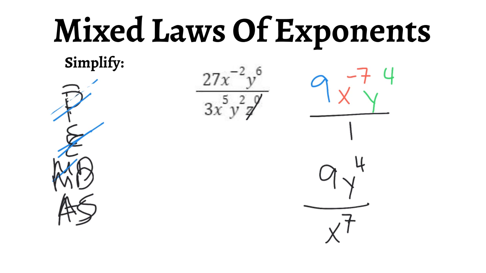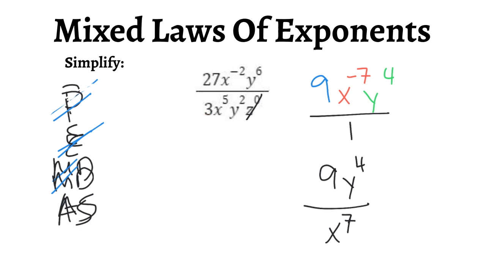As I look at the top, in the numerator, notice how I cannot multiply anything at the top. I cannot combine any like terms. And same with the denominator. I cannot multiply anything in the bottom because there are no like terms. So I'm actually going to start with just the division properties. So let's look at these coefficients. I have 27 divided by 3.